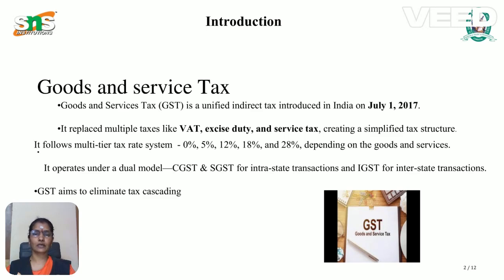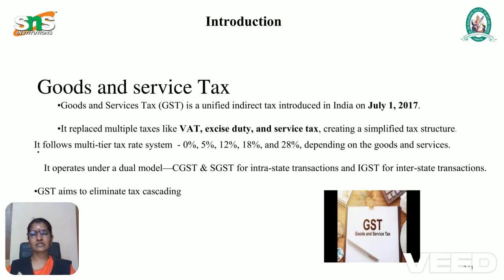CGST and SGST apply to transactions happening within the intrastate, and IGST we have to calculate and collect for the interstate transaction. For example, suppose we are in Tamil Nadu and a trader in Tamil Nadu sells their product in Karnataka. At that time, they have to collect the IGST. This is called an interstate transaction, a transaction happening between two different states.